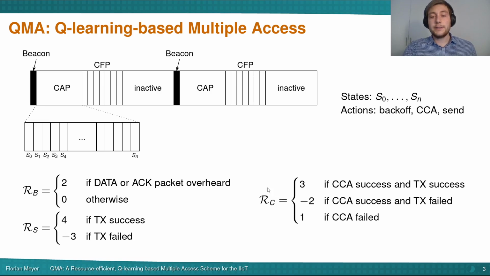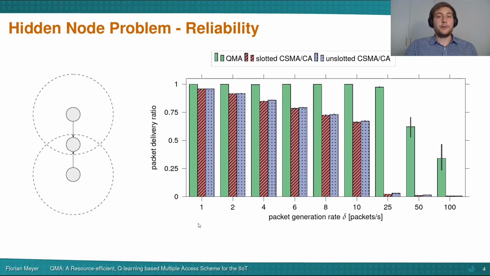The last reward is the one for the CCA, where we just give a high reward if the CCA was successful and the transmission was successful, and the opposite if the transmission failed. And if we just had a failing CCA, we overheard the transmission of somebody else in the network, so this is good because we did not send a packet right away, so we're giving a positive reward here as well. Now, with that in mind, let's look at some results of QMA.